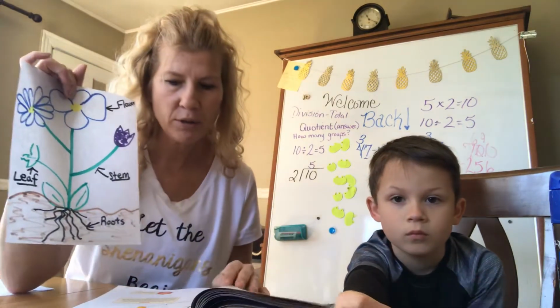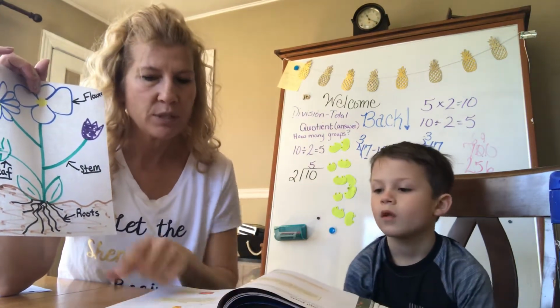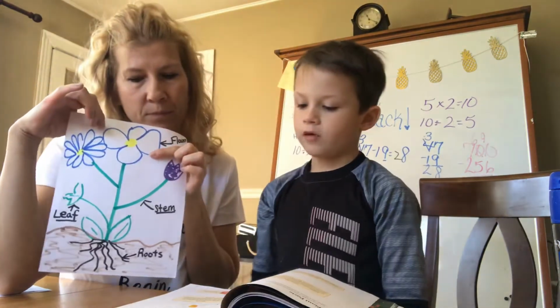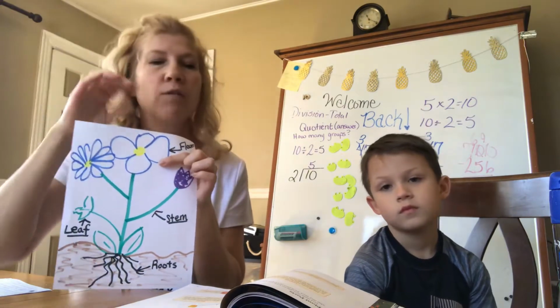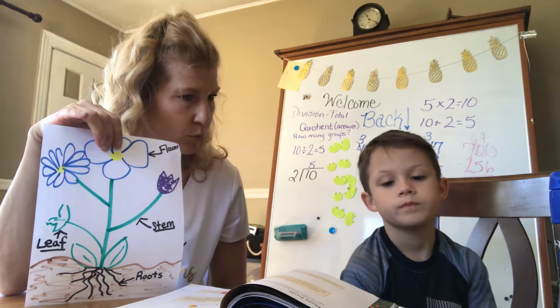Now the next part that we are going to talk about are the flowers. So it says here, Ben will go ahead and read it. Many plants also have flowers. The flowers make seeds. Okay, so the flowers make the seeds. So the seeds will just keep forming. So here are our two different kinds of flowers. Go ahead and hold up our first one.